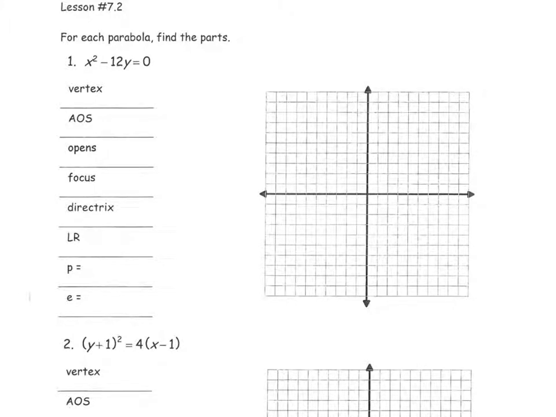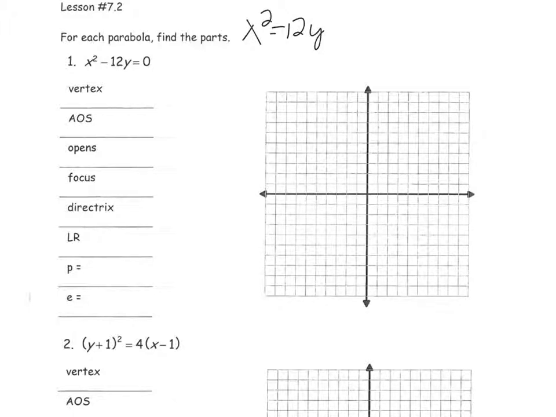Okay, we're going to start by graphing this parabola, and based on the way number 1 looks, I can tell it's going to open up or down because it has an x squared. So I want to focus on getting the x squared and the y on different sides, and in order to do that, I would do x squared on this side, and 12y would go to the right.